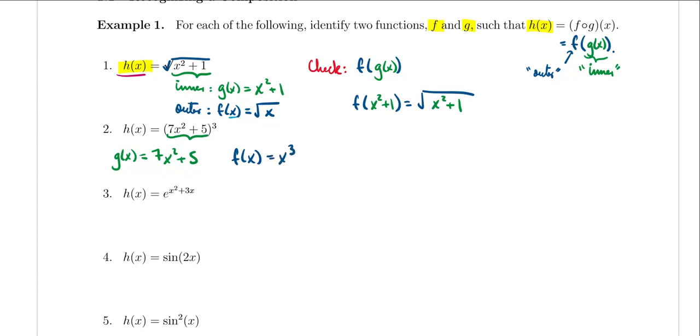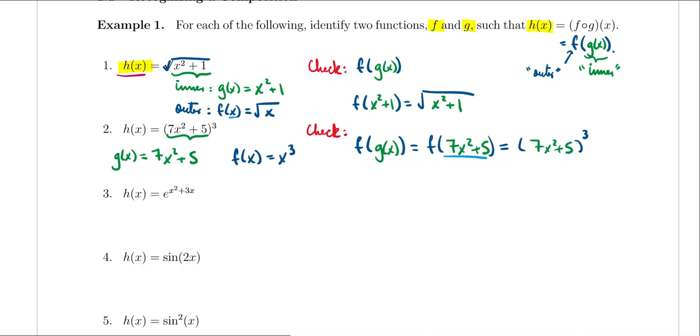And again, I always recommend you guys to check it. If this is true, then f of g of x will be equal to f of 7x squared plus 5, which means that we're placing the 7x squared plus 5 inside the outer function, and the outer function was telling you to take your input, whatever it may be, and cube it, but in this case, the input is the 7x squared plus 5, and lo and behold, we do get our g of x function in return.